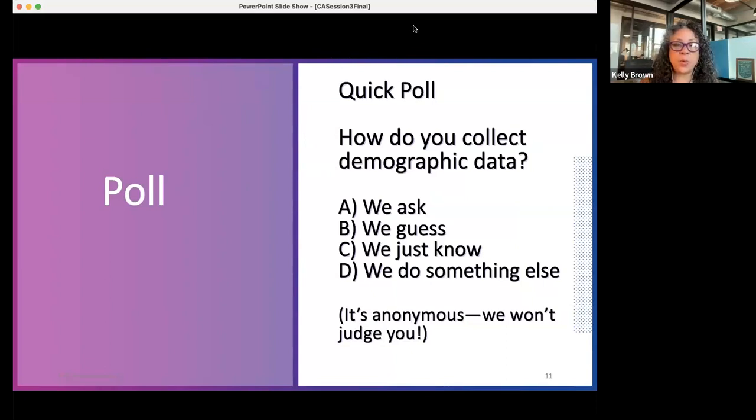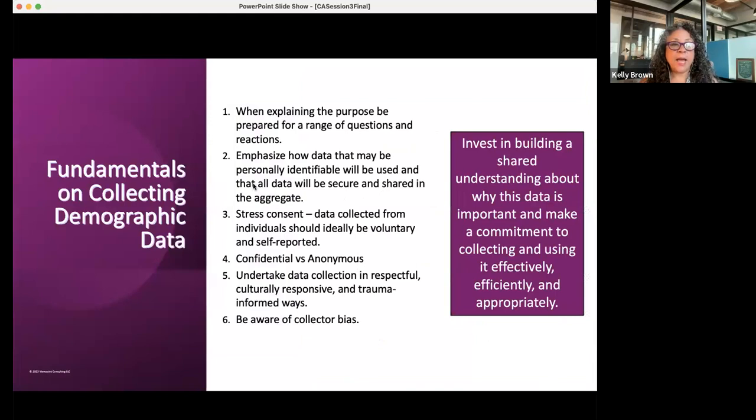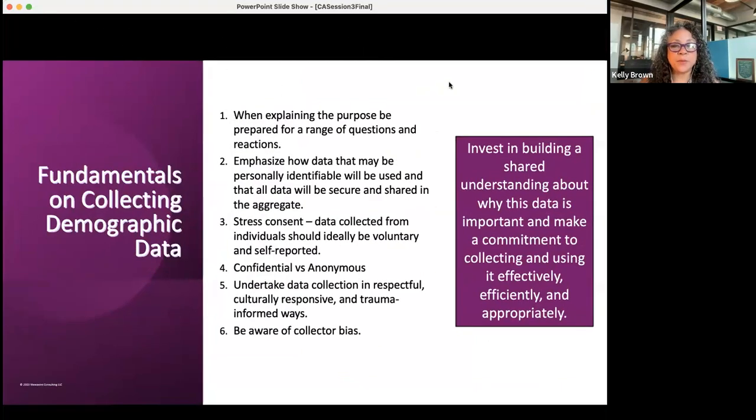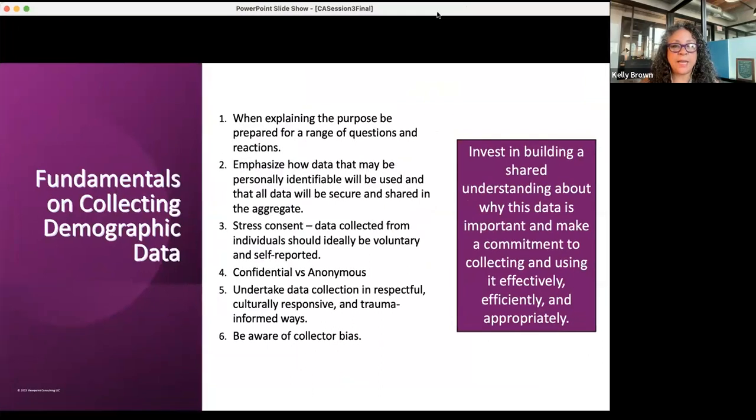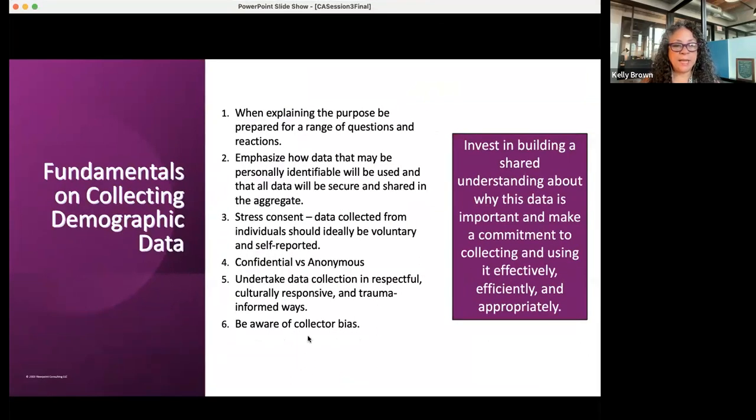We know from previous polls that many of you are engaged in demographic data in some way, whether it's about your constituents or your stakeholders, and there may be some variations. How are you collecting that data now? So we're getting some responses, and I see some questions. Before we get to the formal pause for questions, is there anything pressing that's surfacing?